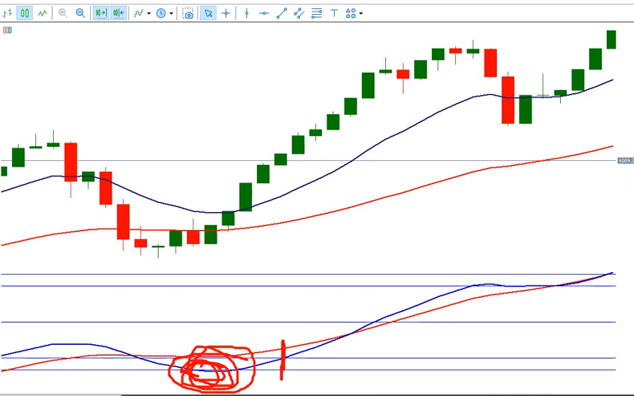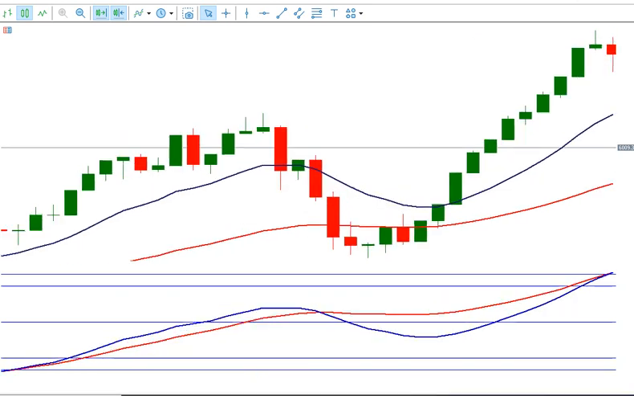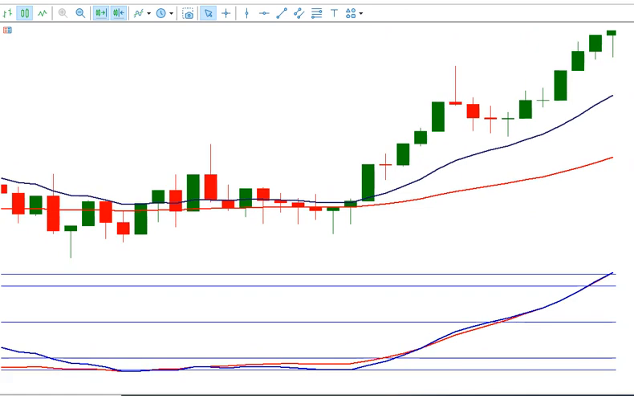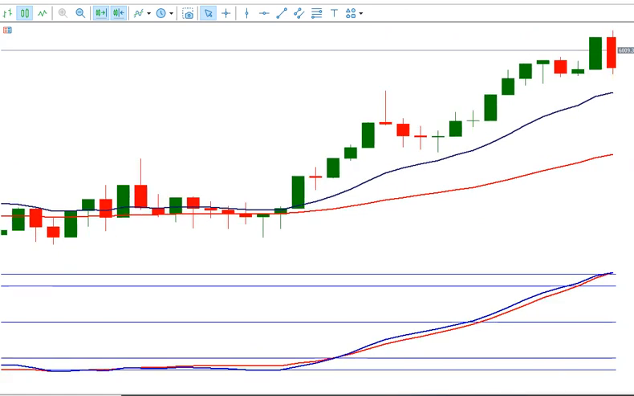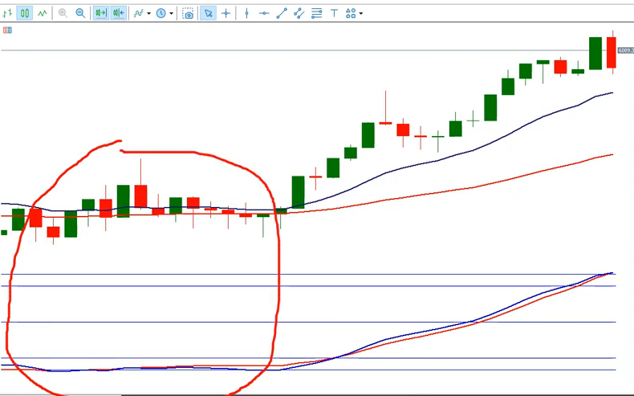Don't trade, because it may frustrate you. As it steps in like that, it's an opportunity for you to catch and do your scalping. Now look at what happened here. I circled this place here.